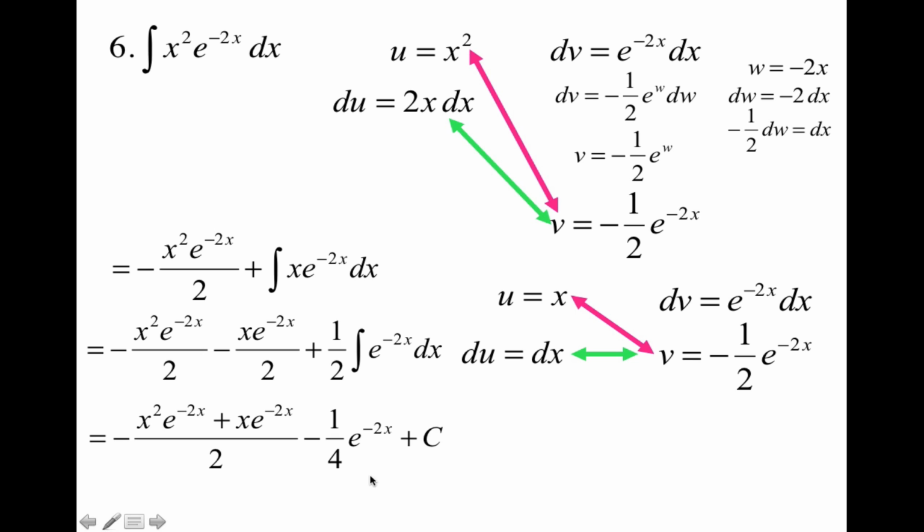I went ahead and combined like terms. That 1/2 and this negative 1/2 gives me that negative 1/4. Of course, the plus c. I made a common denominator here, and I pulled out these two negatives and put it out in front of the fraction.